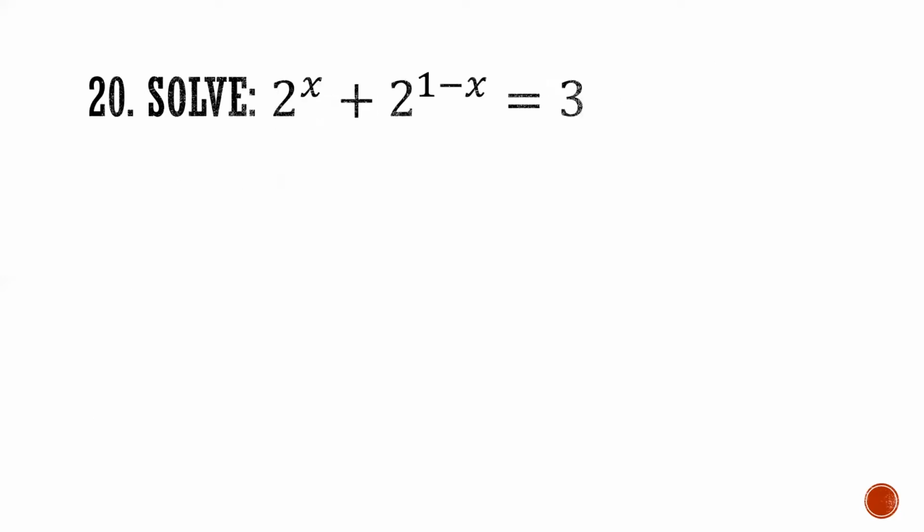Next math is number 20. Solve 2 to the power x plus 2 to the power 1 minus x is equal to 3. So for the solution, we have written the equation exactly.